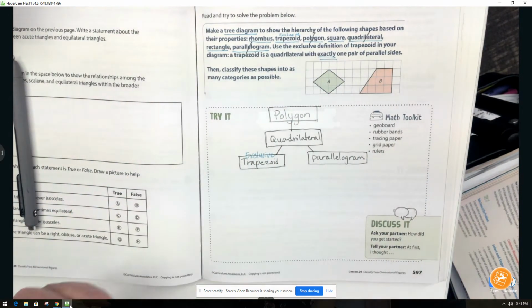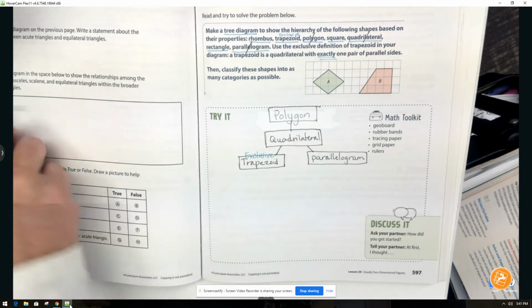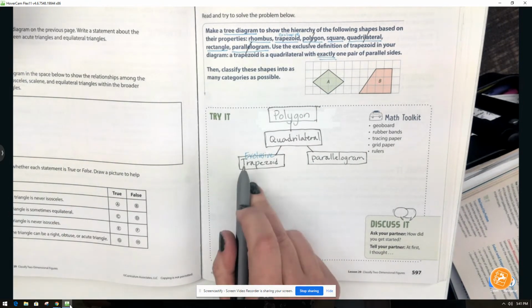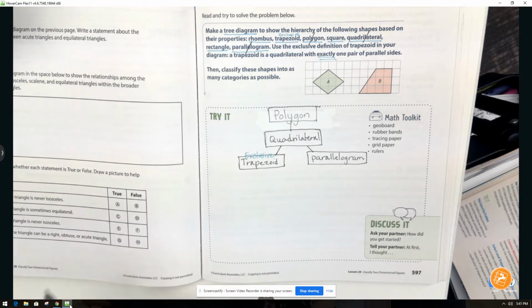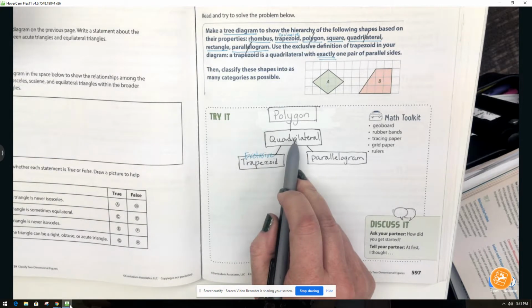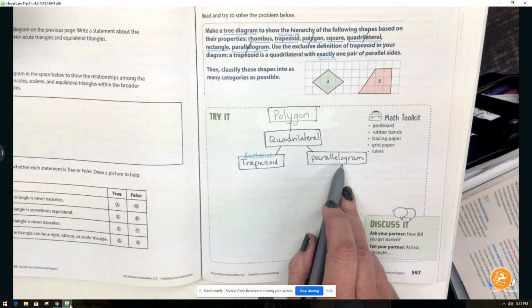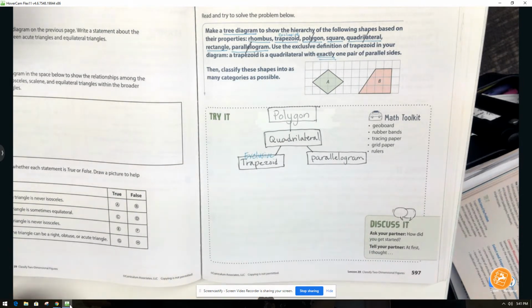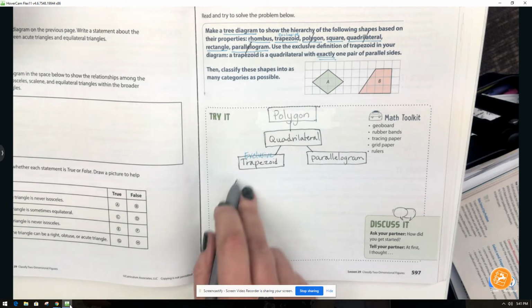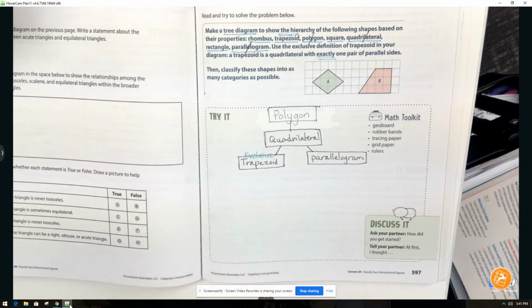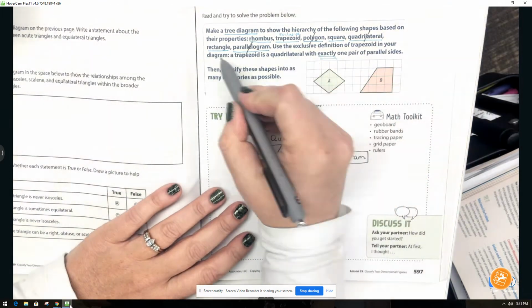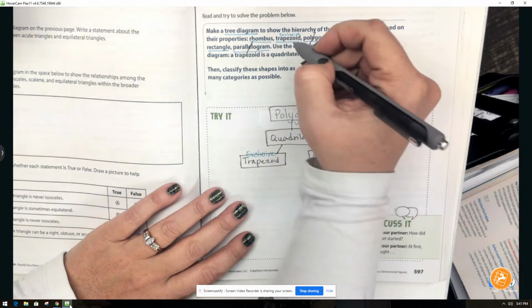It wants to be all by itself. It wants to say that it can only have exactly one pair of parallel sides. So a trapezoid is a quadrilateral, a trapezoid is a polygon, but a trapezoid will never be a parallelogram, nor will any other shapes fall under that trapezoid category because it's being so exclusive. Now we've got our trapezoid.